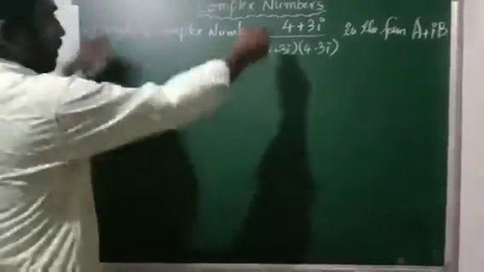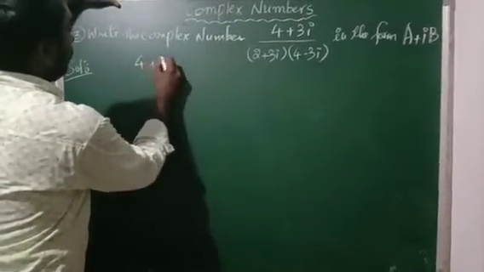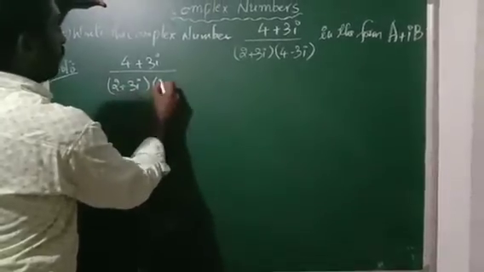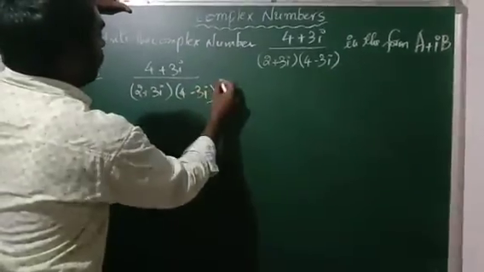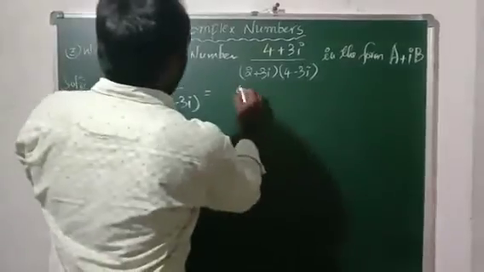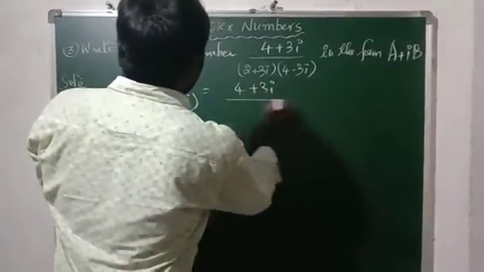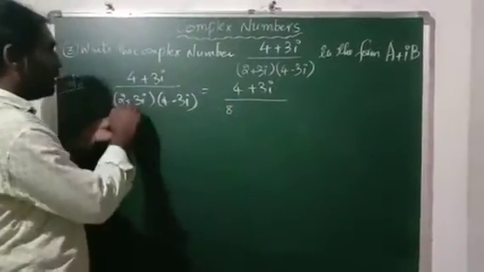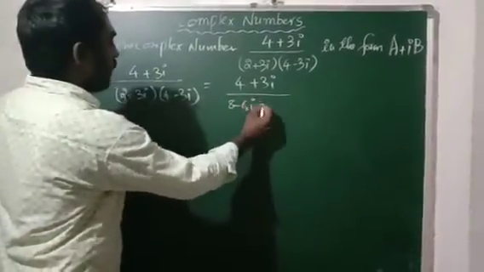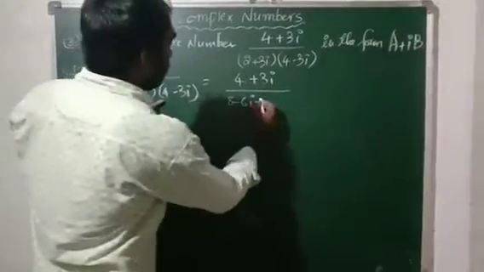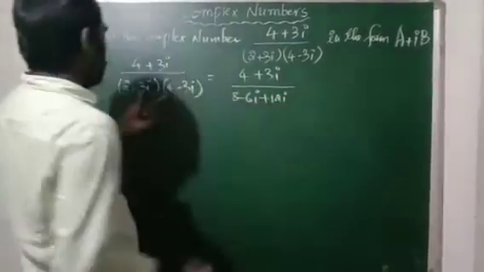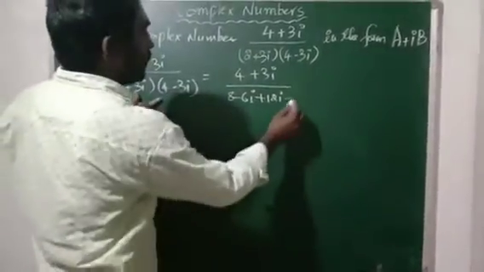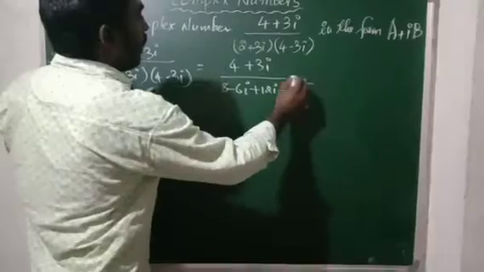For this, take the given complex number, that is (4 + 3i)/((2 + 3i)(4 − 3i)). Here we are multiplying the terms which are in the denominator. 2 into 4 is 8. Next, 2 into −3 is −6i. Next, 3 into 4 is 12, that is plus 12i. Next, plus into minus is minus, 3 into 3 is 9, and i into i is i square.